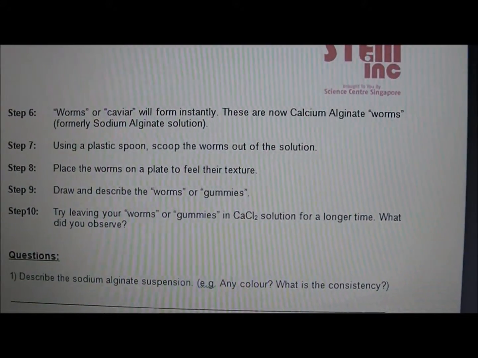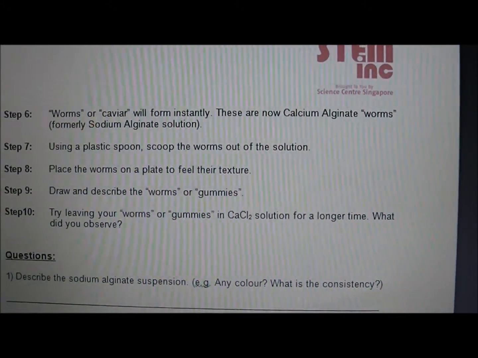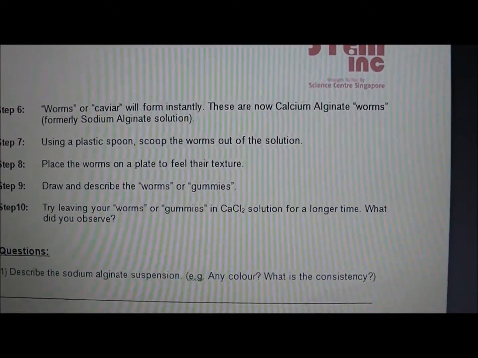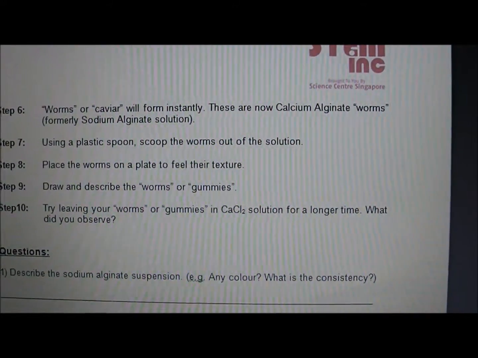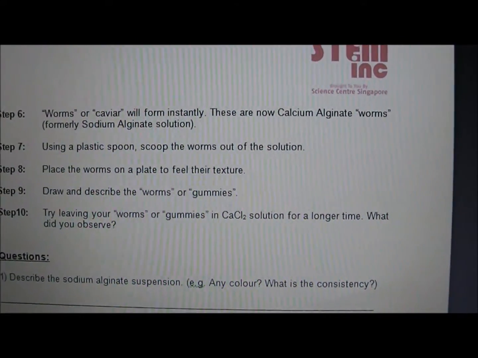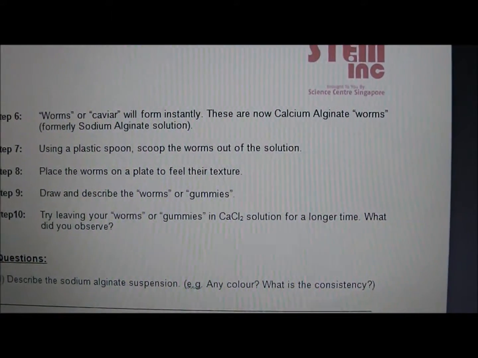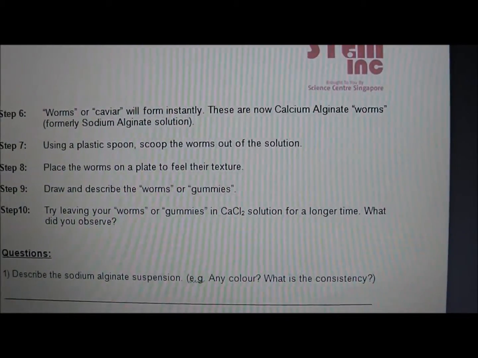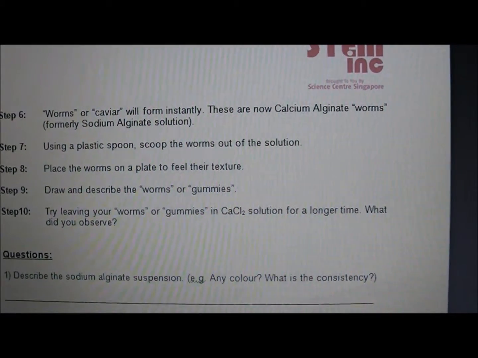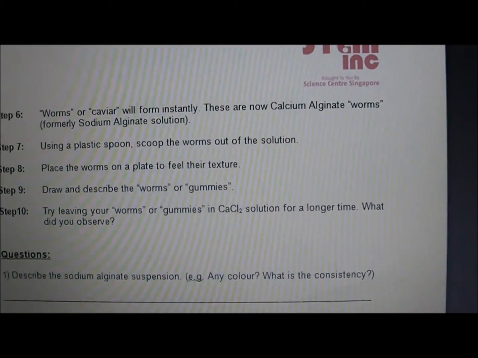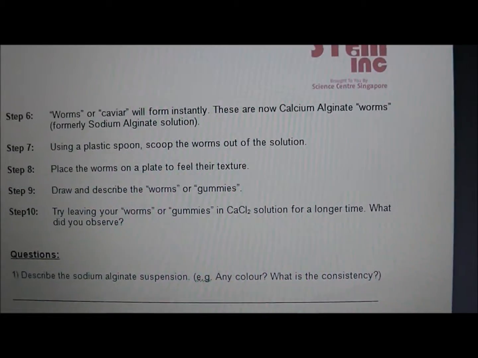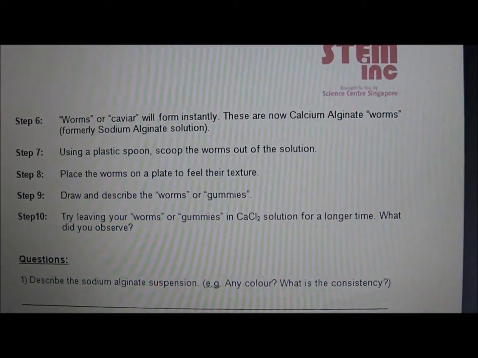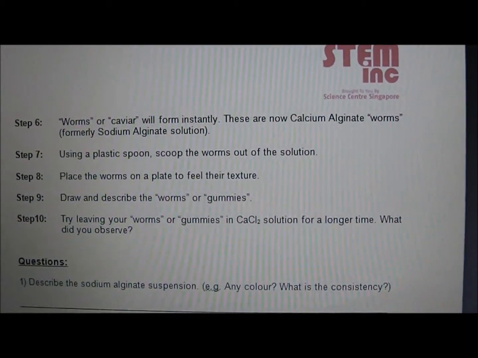After that, they will use a plastic spoon to scoop it out and place it on a plate. They can feel the texture, they can squeeze it and see whether the inner contents are still in a liquid phase, and then they will be asked to draw and describe their worms or gummies. They can also experiment with leaving the worms or gummies in the calcium chloride bath for a longer time and see whether the inner contents change into a more solid structure.